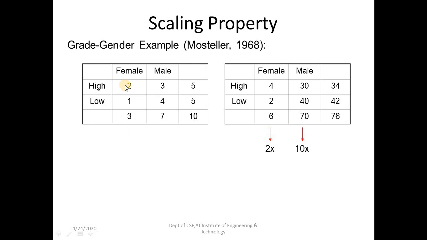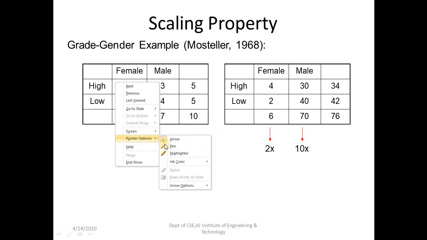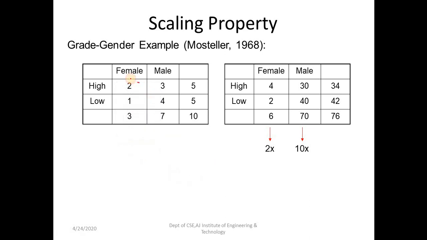Now if you see the female data, can you see the number of females has doubled, right? So it is into 2. If you see the male data, can you see the frequency of males has increased 10 times, correct? Here it is 3, here it is 30. Here it is 4, here it is 40. So the frequency of the male count has increased 10 times.